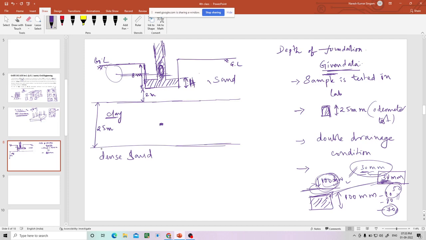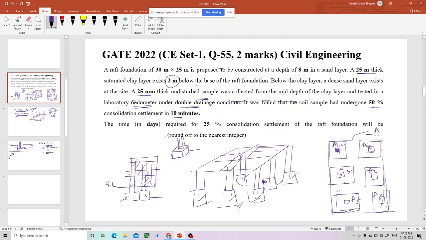So anyway, here, what are all the things which are given? Load is not given anyway. We have been given the time for 50% of the consolidation settlement. We have been given that time in the laboratory. And now what should we find out? The time in days required for 25% of the consolidation settlement of the raft foundation will be how much?